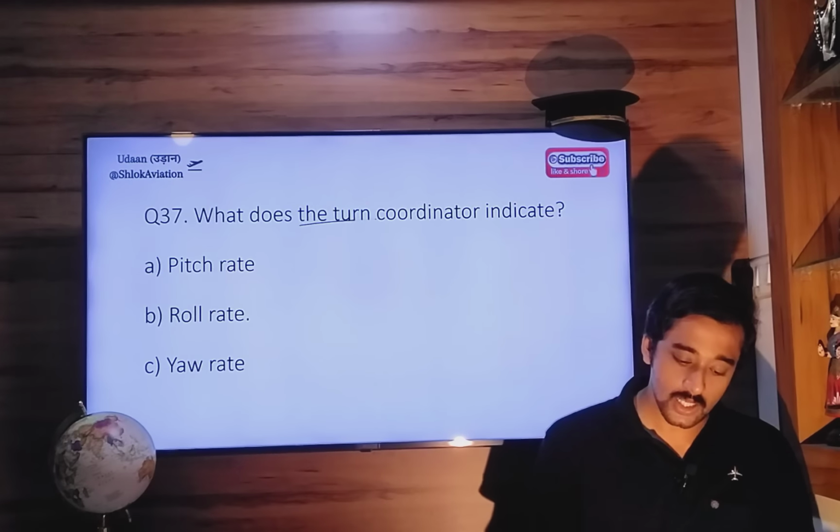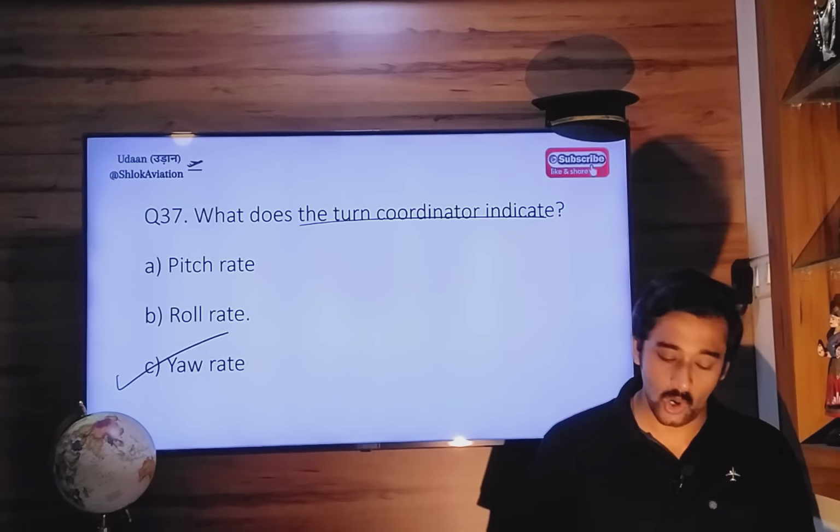Next. What does the turn coordinator indicate? So it indicates your rate of turn around the vertical axis.